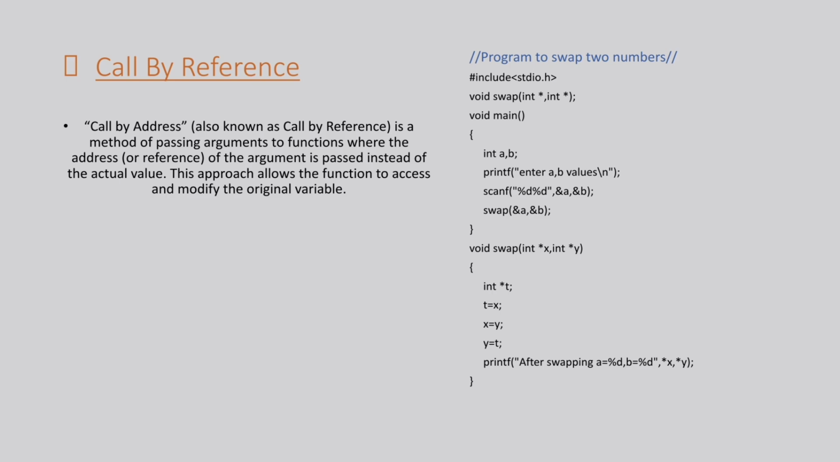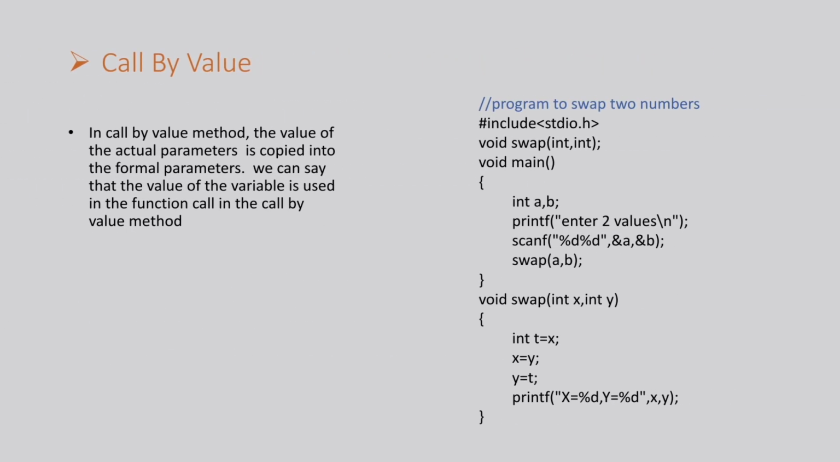Then we'll close the parenthesis and we'll write void swap. In the brackets we'll write int asterisk x comma int asterisk y. This will be the calling of the function, and then we'll open the parenthesis. We'll write int asterisk t, and then t equals to x, x equals to y, and then y equals to t, and then we'll print the final output which is after swapping, and then we'll close the program and end the program.